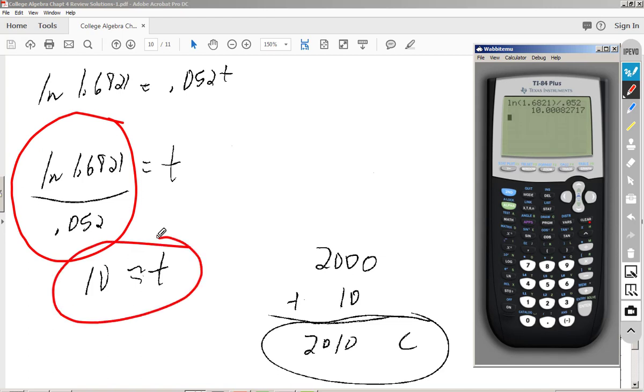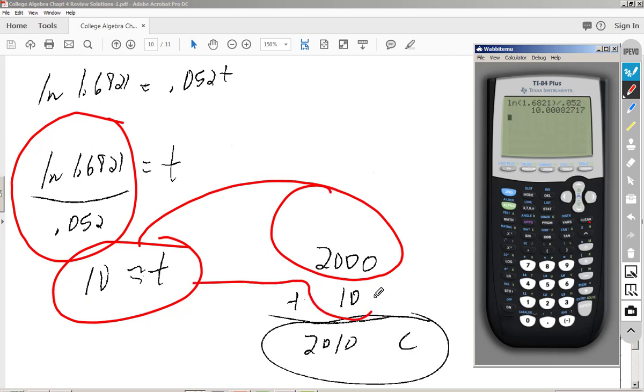But notice my question is, when will the account be worth $12,952? Well, my starting point was the year 2000, so I'm going to add 10 to it. And so that answer will be the year 2010. So that answer is C.